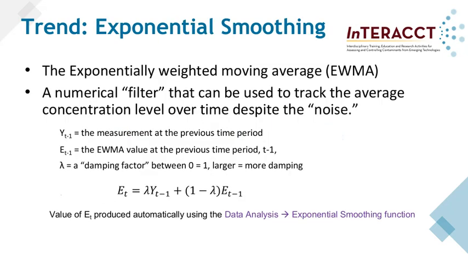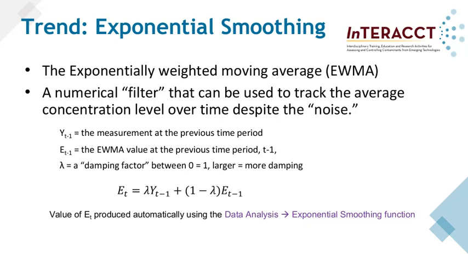Now on to the concept of exponential smoothing that is accomplished with the exponentially weighted moving average. That can be used to track the average level over time despite some noise in the data. The equation is shown here at the bottom, but it's not that important because thankfully Excel will produce it for us. But to understand it, note that it is a function of the data value y sub t minus 1, which is the measurement at the previous time period, and a function of the previously calculated EWMA value.